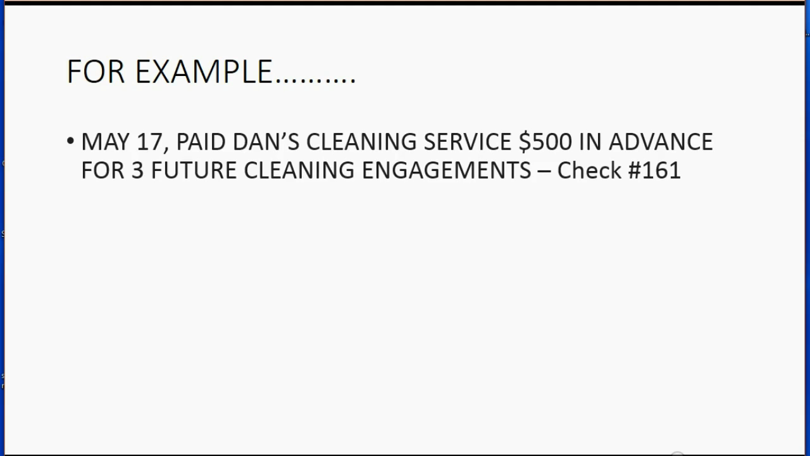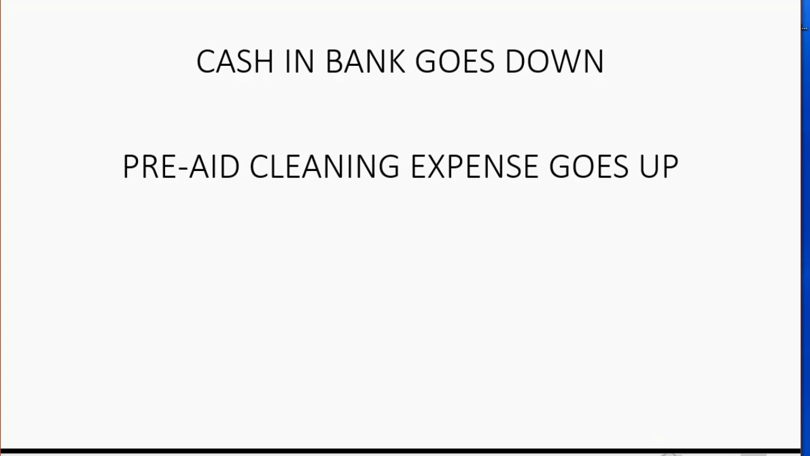For example, let's imagine on May 17th, we paid Dan's Cleaning, one of our vendors, $500 in advance for 3 future cleaning engagements, and we paid Dan on May 17th with check number 161. Now, at the moment that you pay for anything, cash in the bank goes down. However, in this case, your general ledger will be correct, and prepaid cleaning expense will go up at the moment that you pay. Let's take a look at how to record it.